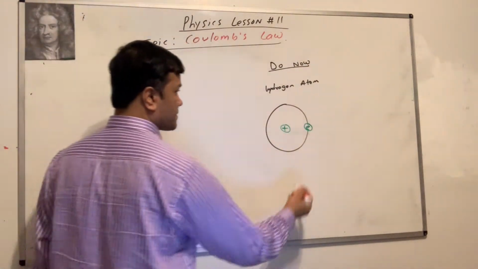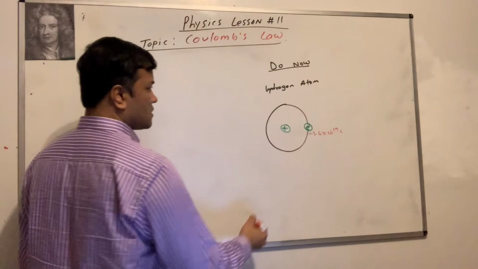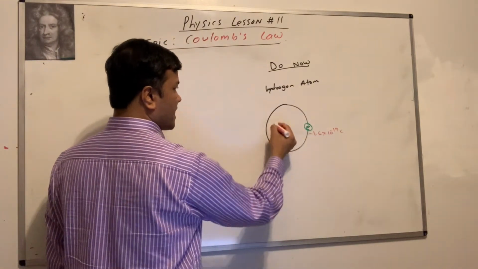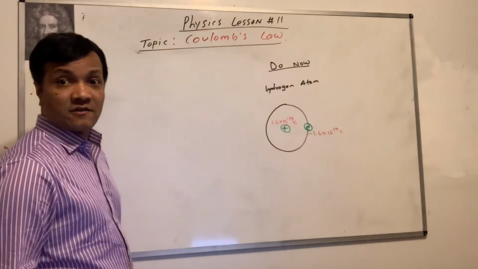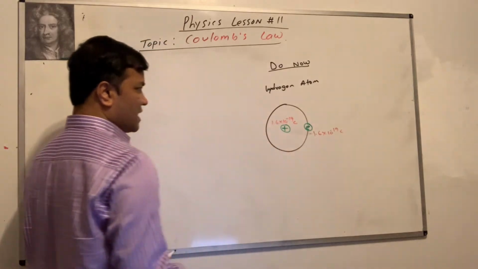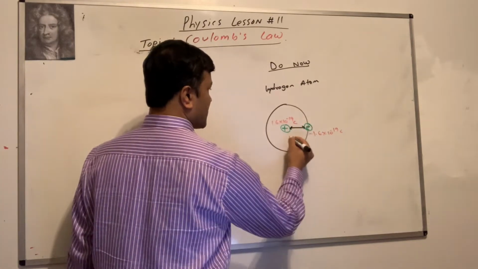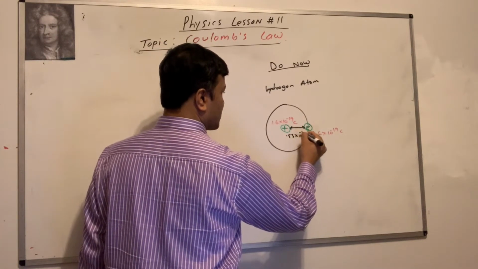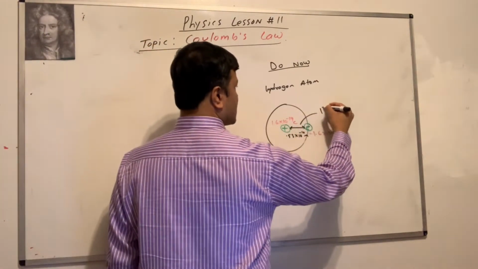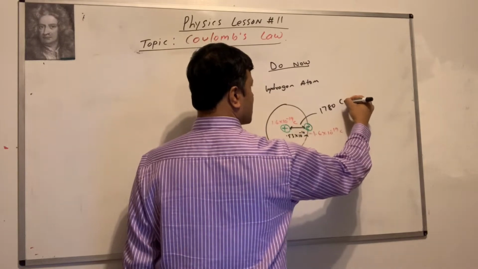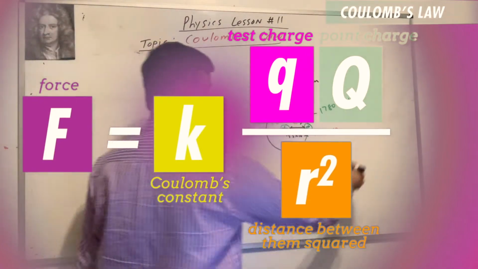The electron has a charge of negative 1.6 times 10 raised to negative 19 Coulomb, and the proton also has a charge which is the same in magnitude but different in direction. So this is negative, this is positive, but the magnitudes are the same. There is a distance between these two charges, and that is 0.53 times 10 raised to negative 10 meters. All right. So about 1780, Charles Coulomb discovered that there is a force between these two charges.